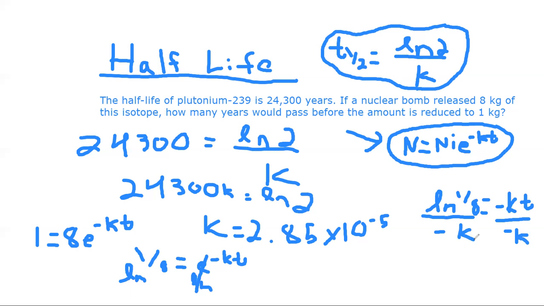And now we can just plug this into the calculator. And so we would have ln of 1/8 over negative 2.85 times 10 to the negative fifth. And that comes out to give us a time of 72,900 years.